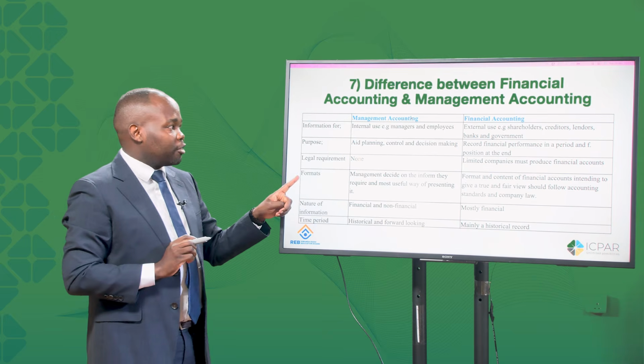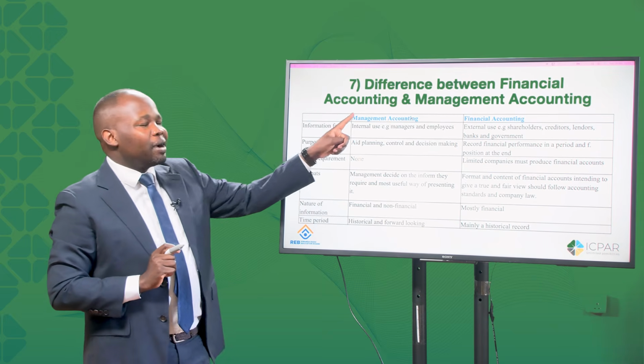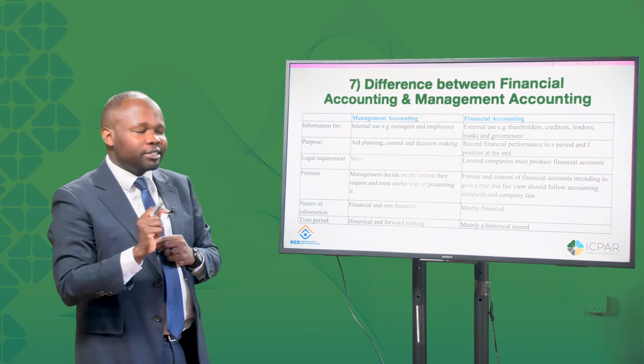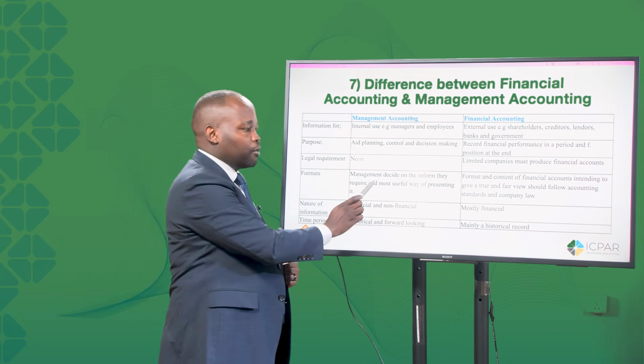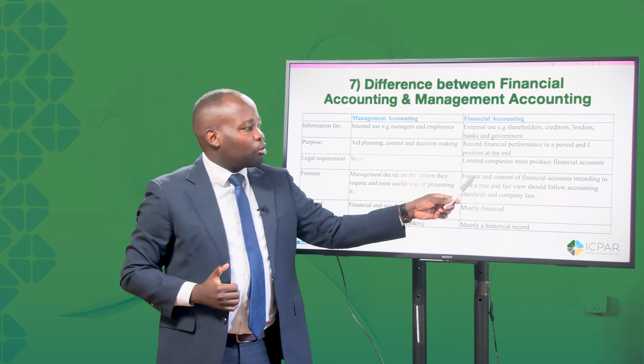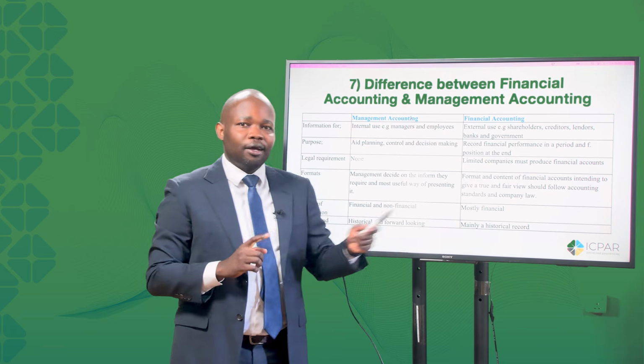Then the fourth difference is on the format of the accounts. Under management accounting, it's upon the management of the business to come up with the format of management accounts. On the other hand, it's what we call accounting standards that give the format of financial accounts.